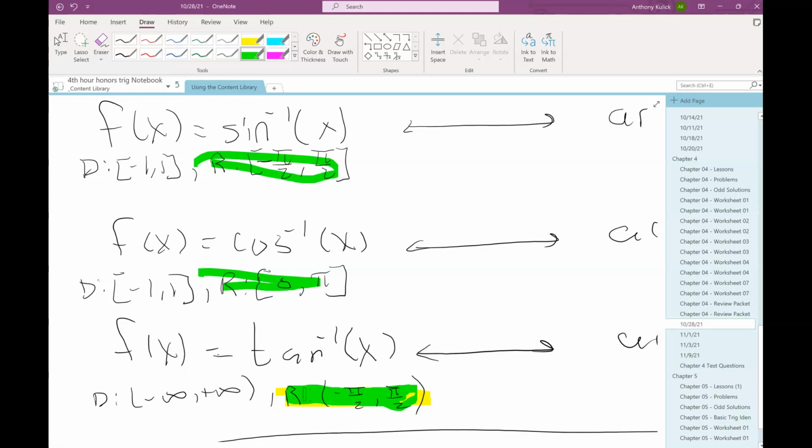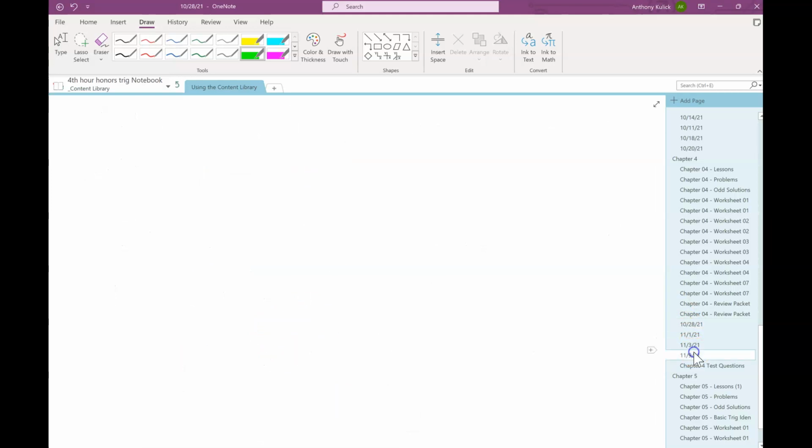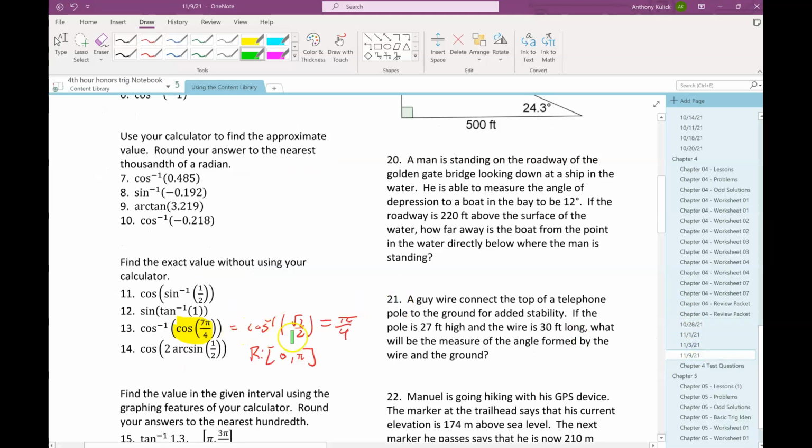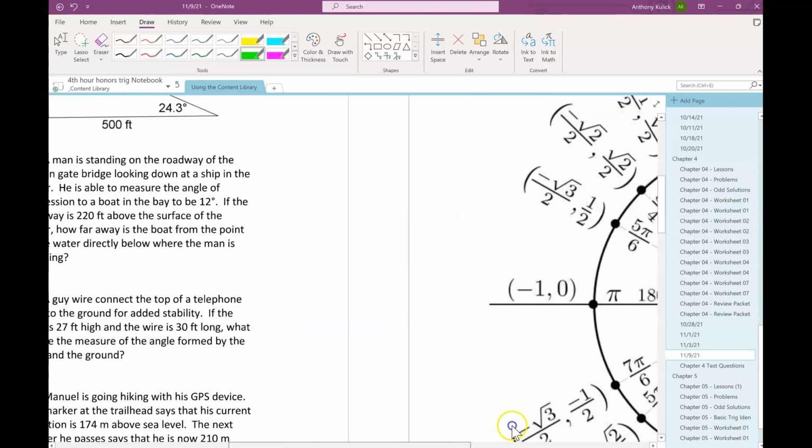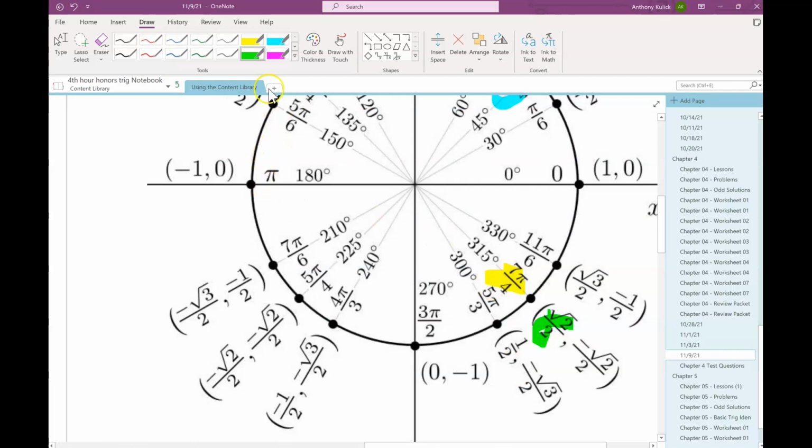Zach, so how'd you get it? I missed the step where you went from cosine of 7 pi over 4 to just what was the first step? How did you eliminate the cosine? So I went to the unit circle and found the value for cosine of 7 pi over 4. So 7 pi over 4 is here. And on the unit circle, cosine is x. So cosine of 7 pi over 4 is root 2 over 2.